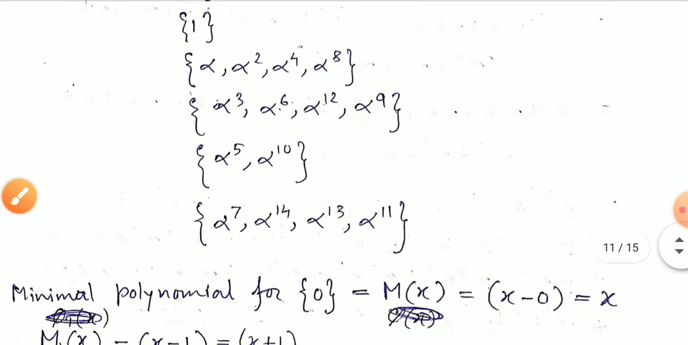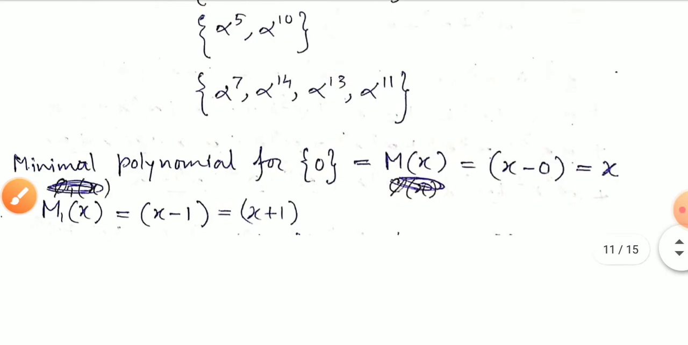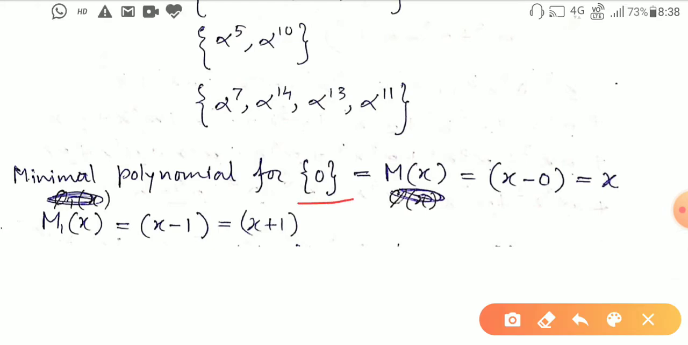Now you have to check the minimal polynomial from the individual class. For the first class, the element is 0. So the polynomial will be written in the form x minus 0, that is only x. If you consider the second one, that time the element is 1. So here it will be written as x minus 1, and that should be equal to x plus 1 because this is the binary case.